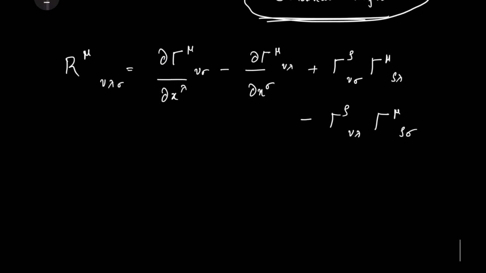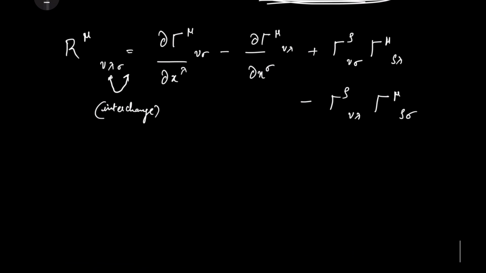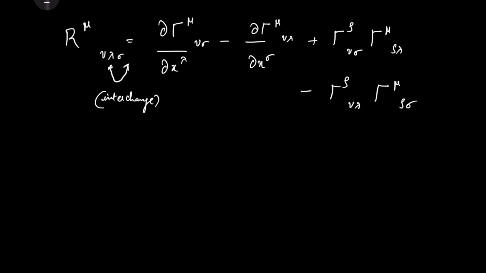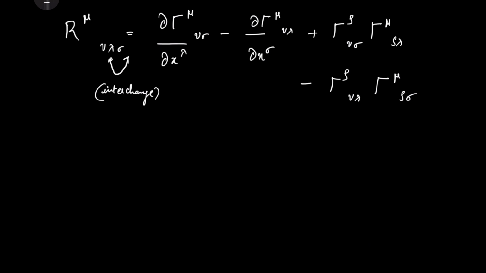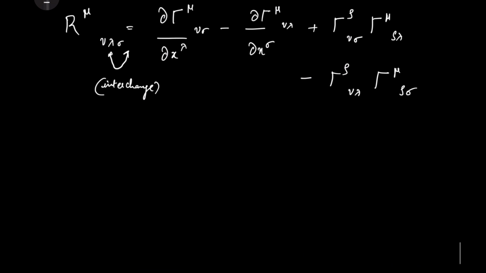Okay, now we have to check with respect to the last two indices, that is lambda and sigma. I have to interchange. I'll interchange lambda and sigma and check whether Riemann tensor is anti-symmetric with respect to the last two indices or not. So after interchanging, I'll get R mu nu. Now instead of lambda, there will be sigma, then lambda.